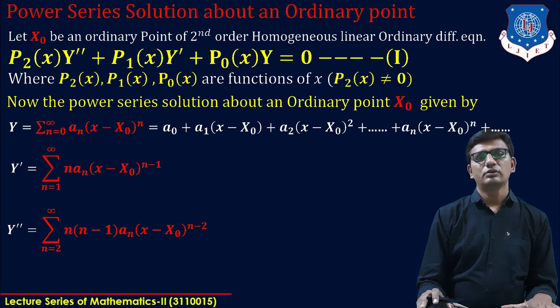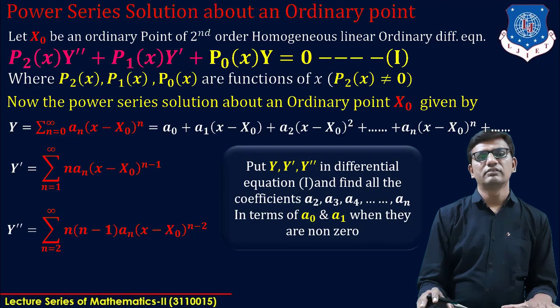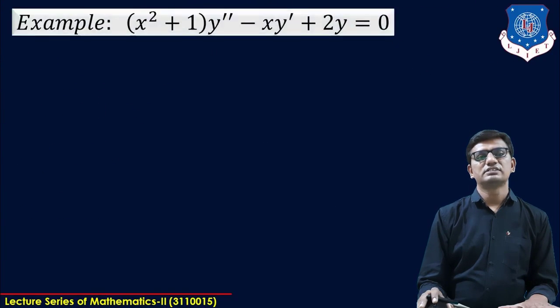Now we put y' and y'' in our differential equation number 1, and we find the coefficients a2, a3 and so on, in terms of a0 and a1, where a0 and a1 are not equal to 0. Now let us see by some example.